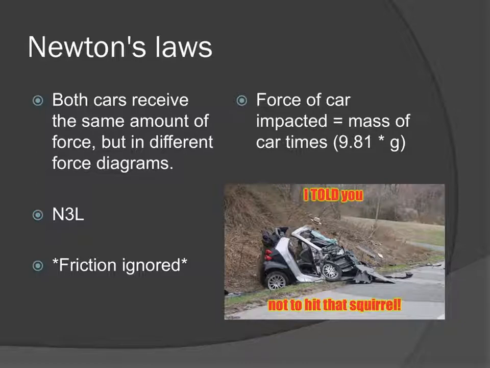Since the smart car has less mass, it would have greater acceleration than the Jeep, causing more damage on the smart car. Once again, the force of the Jeep on the smart car can be calculated using Newton's second law. Mass of the Jeep times acceleration, which is 9.81 times the amount of G-force.